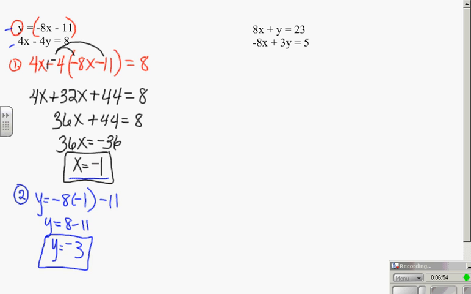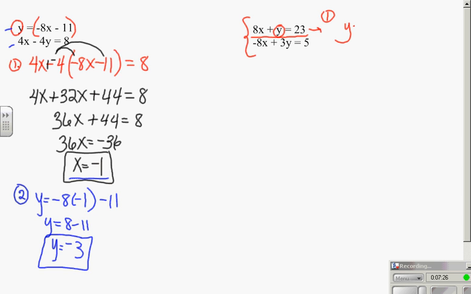Now, this example requires some extra work because neither one of these two is solved or ready for substitution. When I evaluate these two, this top one is going to be much easier to solve for y because I don't have to do any division. I can just subtract away and get y all by itself. Take the path of least resistance, solve for the easiest variable. You could solve for x in that top one and divide by 8 and have a fraction, and that would be fine, but avoid it if you can.